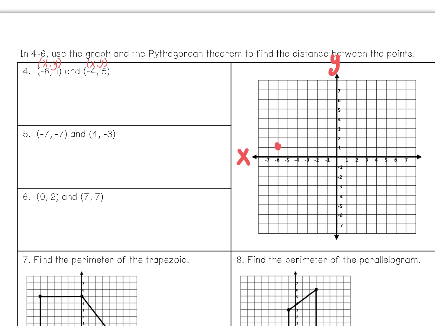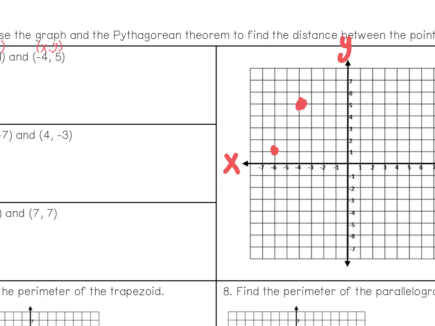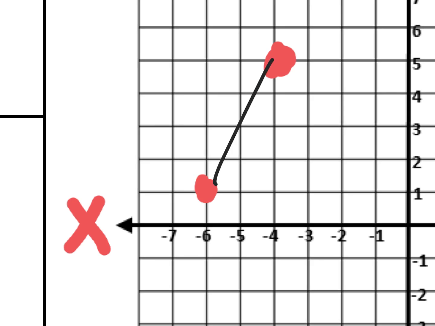Okay, the next point says -4, 5. So I'm going to go to -4 first on x, and then I'm going to go up to 5, which is here. Okay, so I'm using x, then y, x, then y. Okay, now I can zoom in a little bit and draw my triangle.